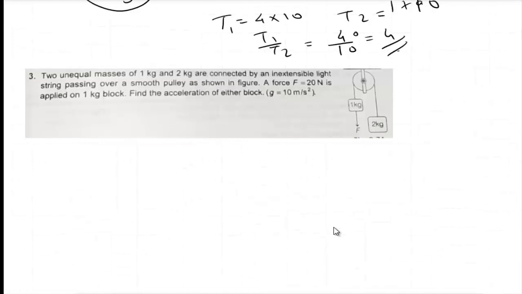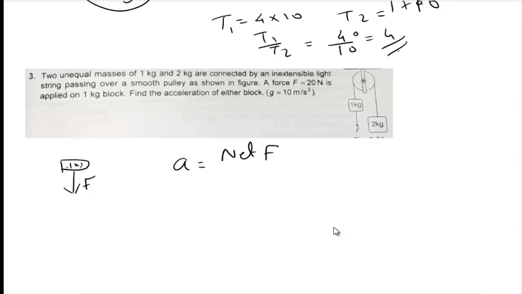Next we are going to consider two unequal masses. 1 kilogram and 2 kilogram are connected by an inextensible light string passing over a smooth pulley as shown in the figure. Force F equals 20 Newton is applied on the 1 kilogram. A force is acting in the downward direction on the 1 kilogram mass. Therefore, find the acceleration of either block. They didn't ask us to find the tension and all.